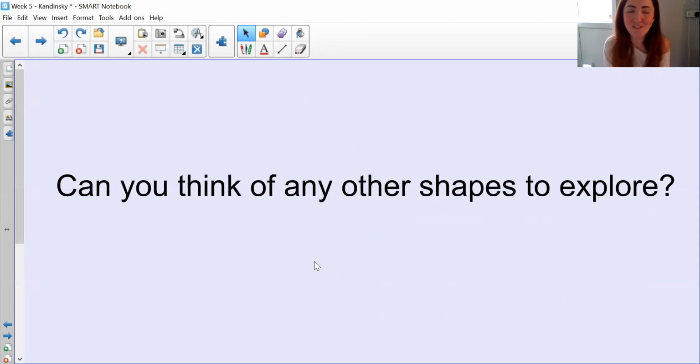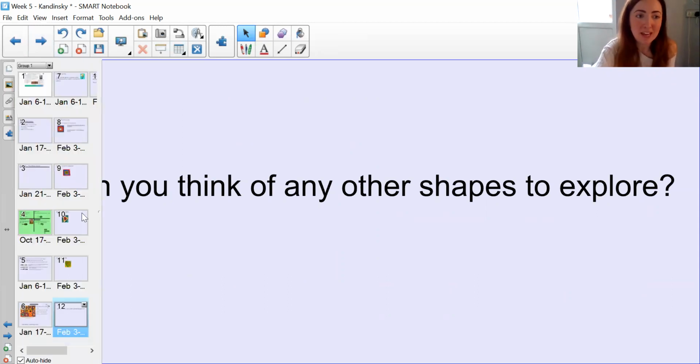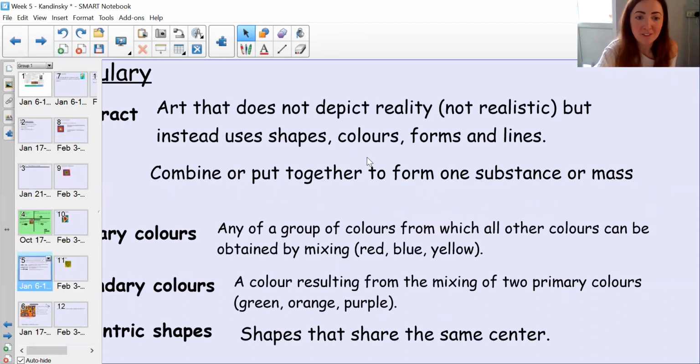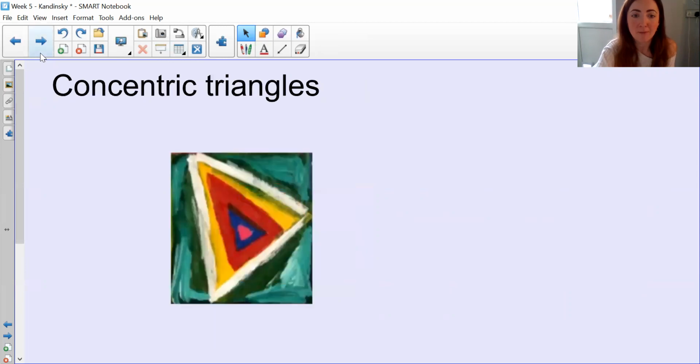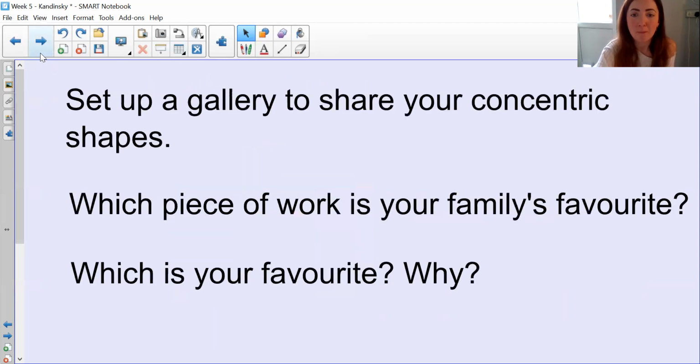concentric versions of. And just remember, when we're making our concentric shapes, let's go back to that definition. It means shapes that share the same center. So just like we've been looking at, you can start from the middle and build out. So when you have explored all those different shapes, making concentric shapes, and actually, if you've already had a go at this, then don't worry.